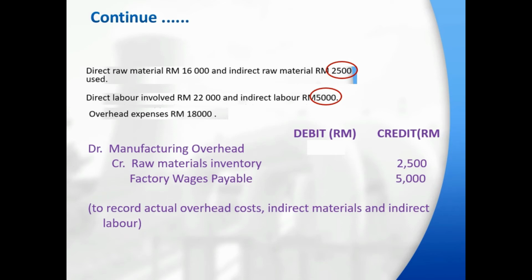Refer to equation. There is one more actual overhead. Purchase overhead expenses 18,000. So, credit accrued expenses 18,000. So, total debit manufacturing overhead equals 25,500.